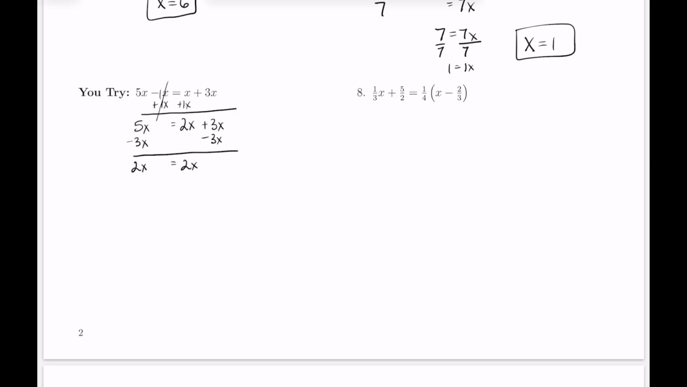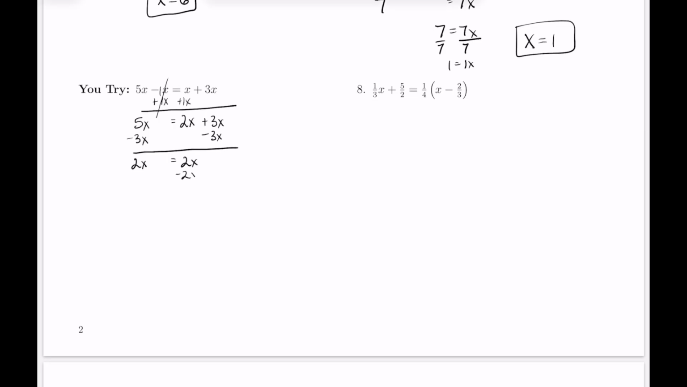You want to get all the x's to one side, and then we'll work on turning it down to 1x. So I'll subtract a 2x from the right and subtract a 2x from the left. And what I get then is 0 equals 0. This is called an identity. It just means that any number you substitute in for x is going to balance the equation. Every number is a solution to this.